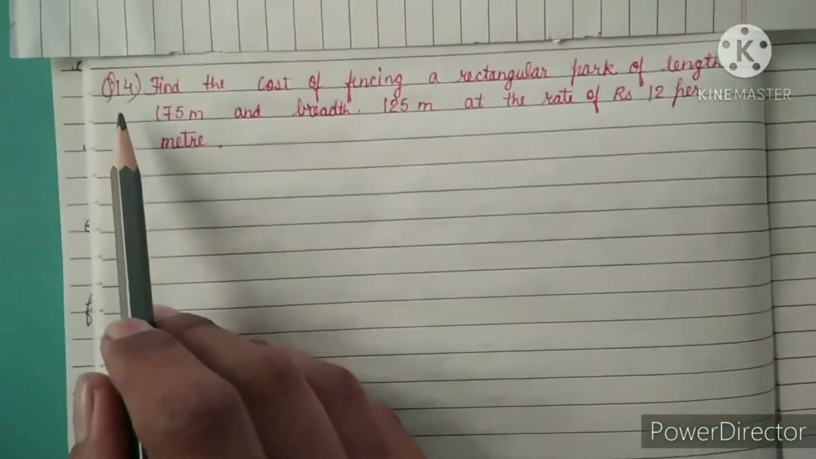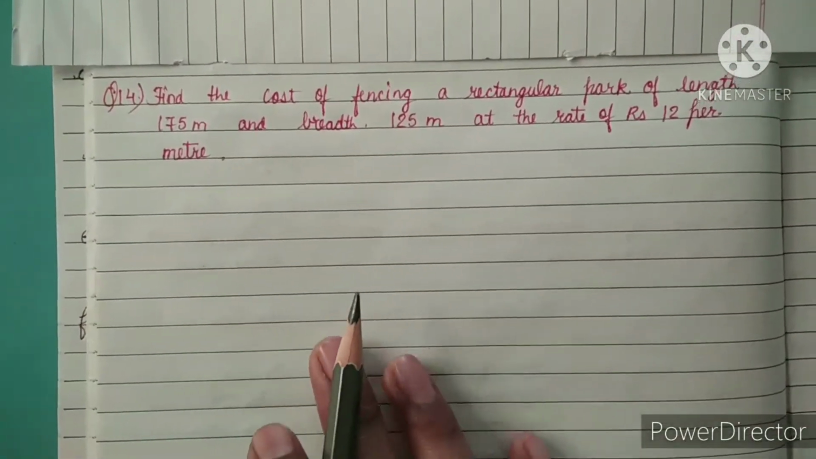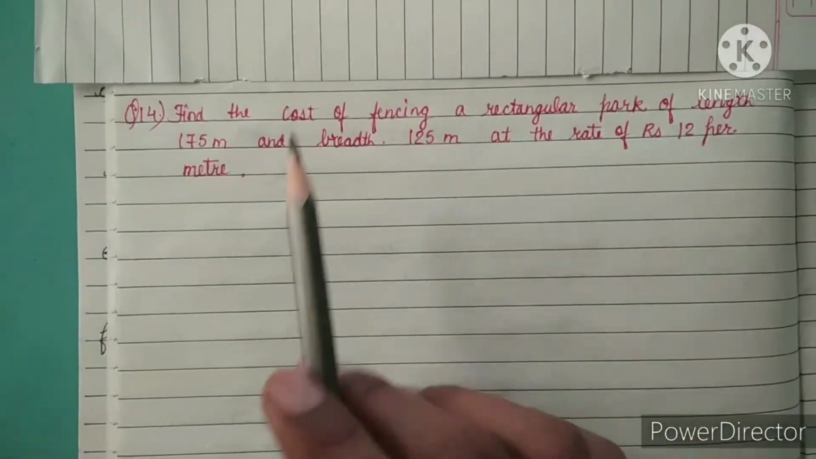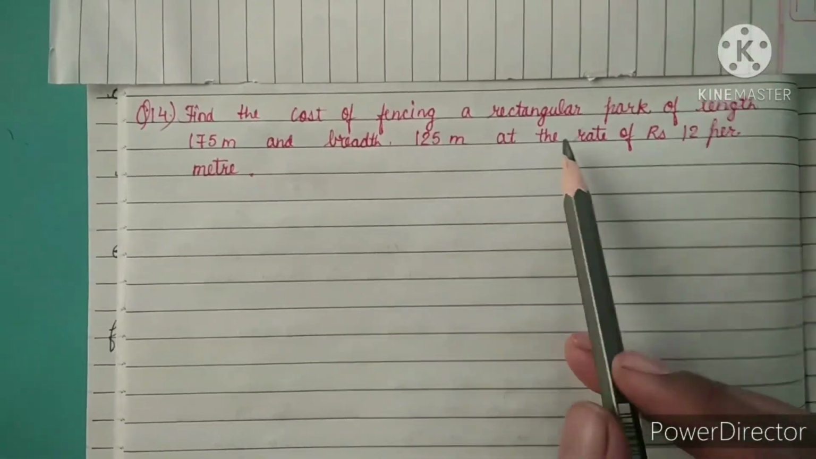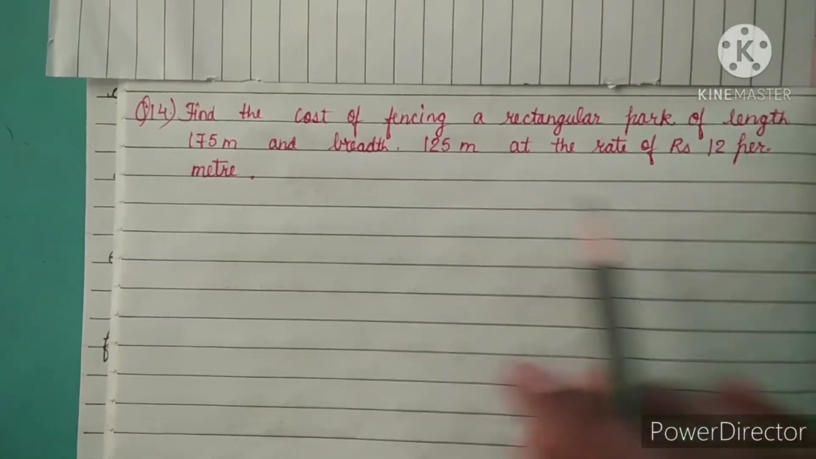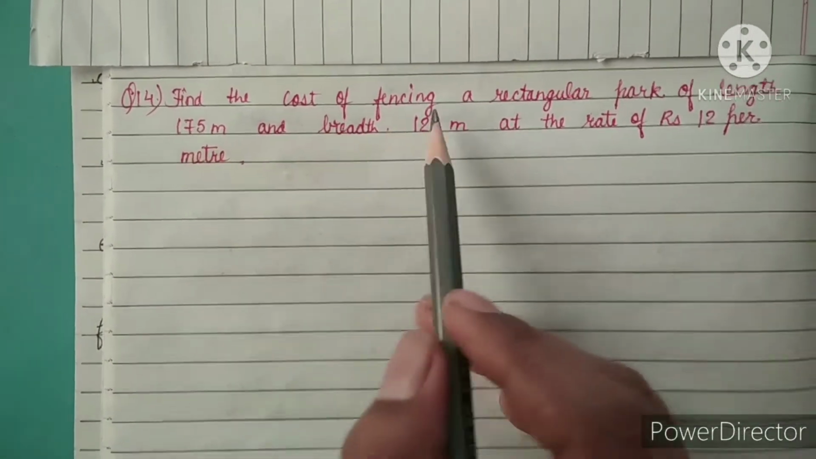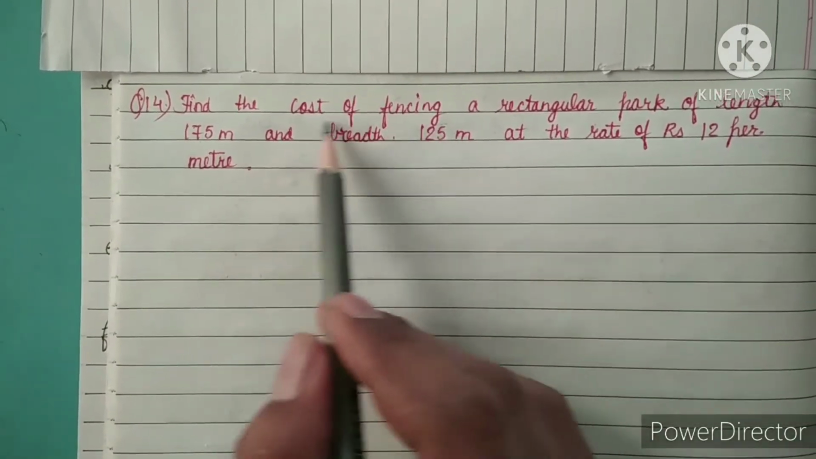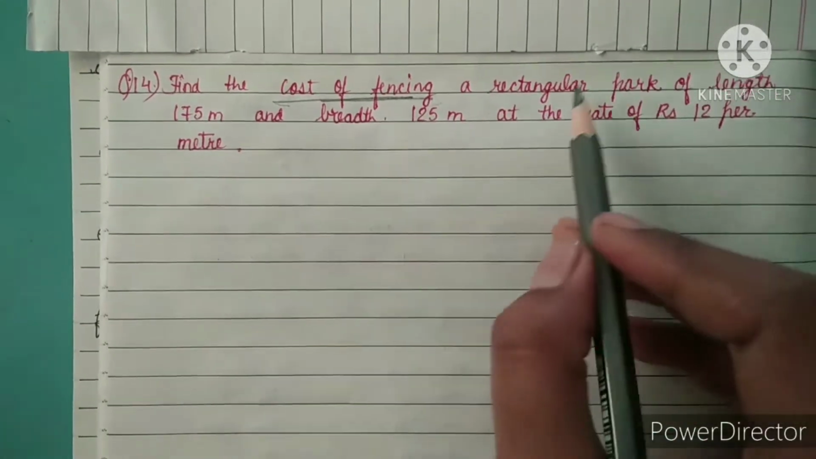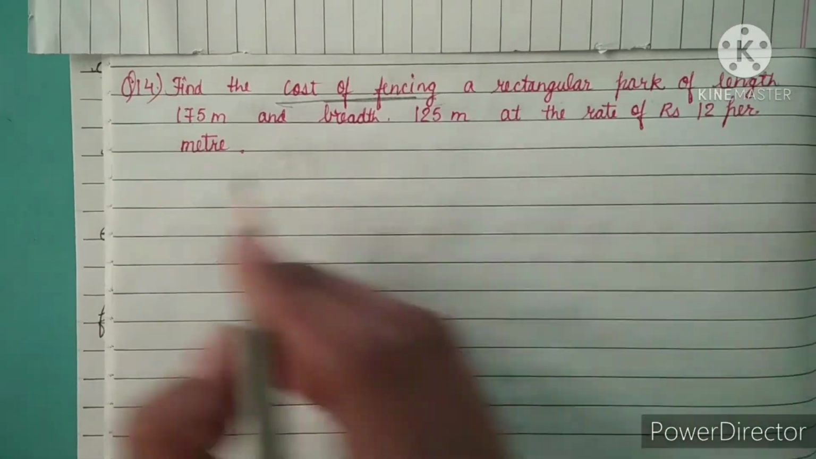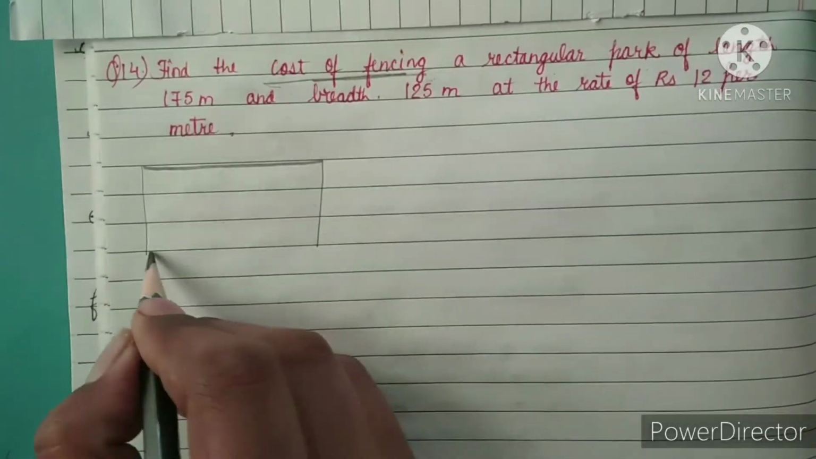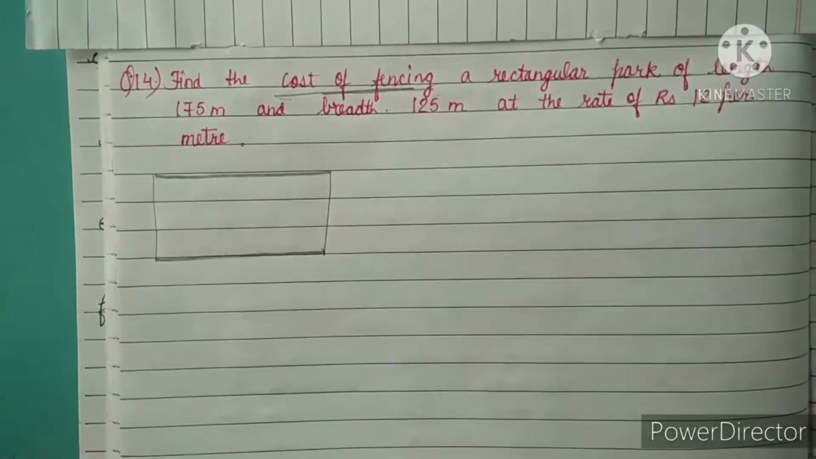Now the question number 14 is exactly the same as question number 13. In the previous question we had a square park, but in this question we have a rectangular park. So let's see the question. Find the cost of fencing. Same, what we have to find: cost of fencing a rectangular park. So this is the rectangular park, whose fencing we will do.